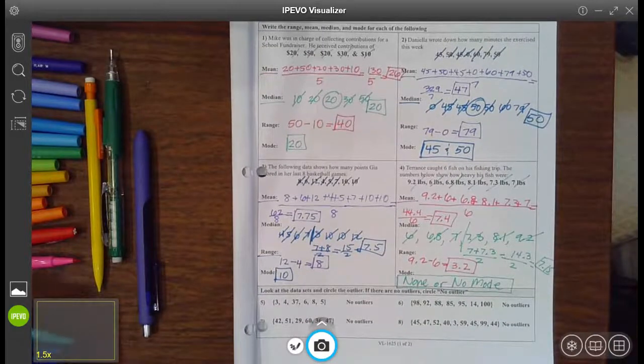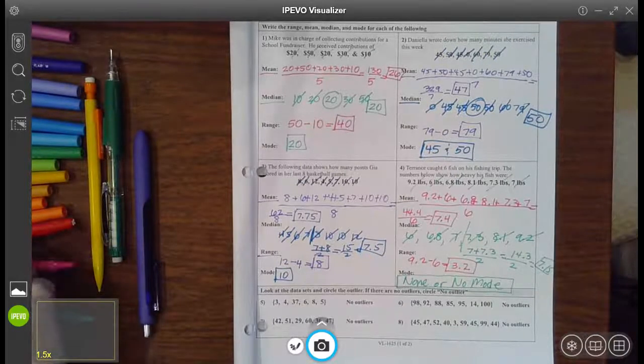All right, the next set of questions looks a little bit different. It says, look at the data sets and circle the outlier. If there are no outliers, then circle no outlier. What is an outlier? An outlier is a number that just doesn't belong with the data set. It's kind of like an outsider. It's either way too big than all the rest or way too small.